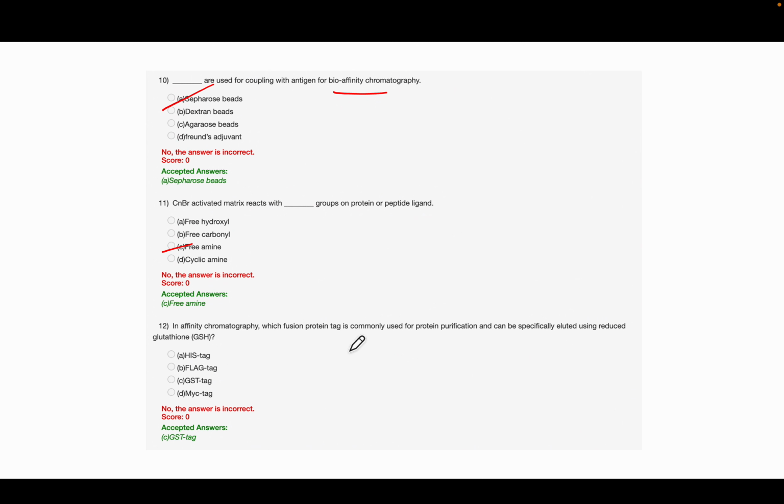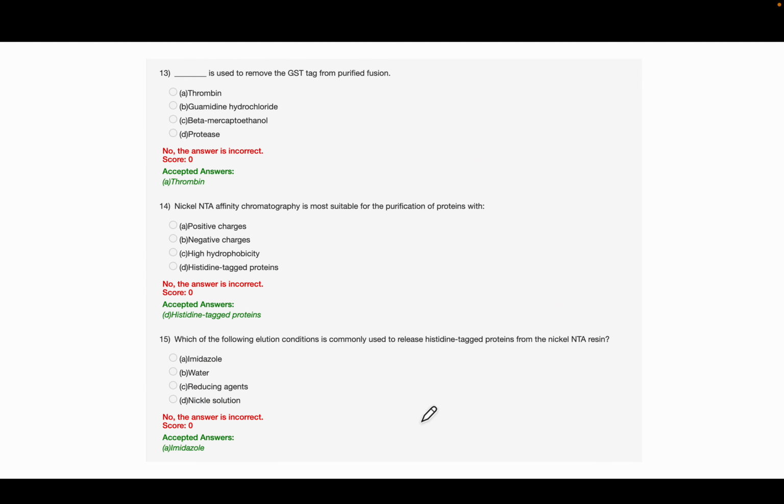In affinity chromatography, which fusion protein tag is commonly used for protein purification and can be specifically eluted using reduced glutathione? We have read about all these things in detail in the week 5 tutorial classes. So the answer will be GST tag. In this case, we use reduced glutathione to elute. What is used to remove GST tag from purified fusion? If there is a thrombin protease site, you can use thrombin.